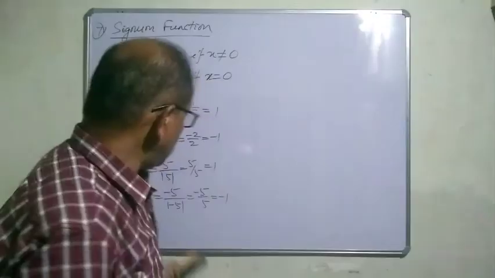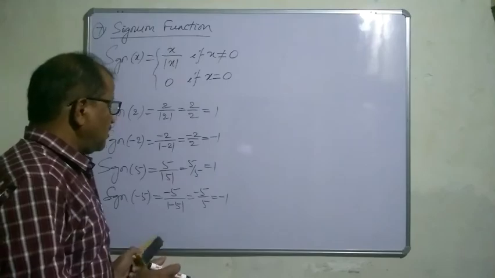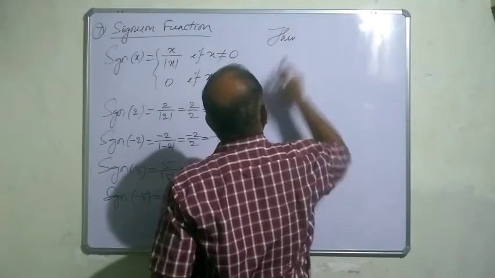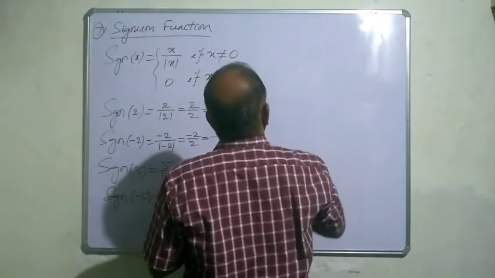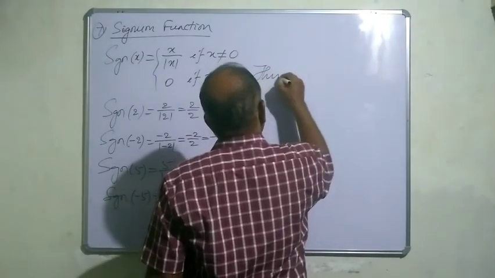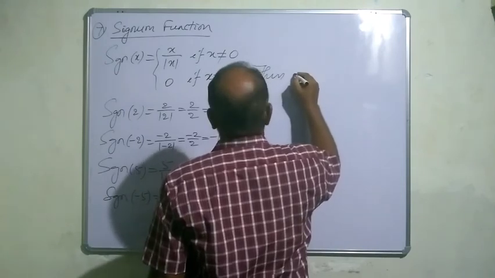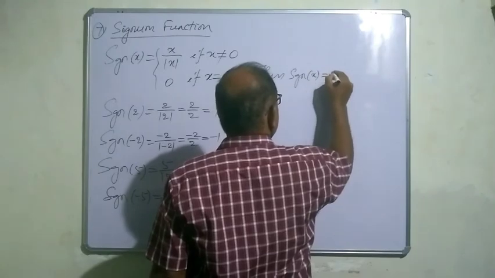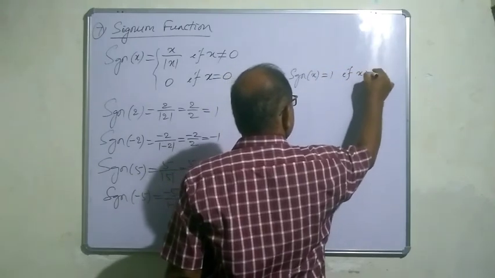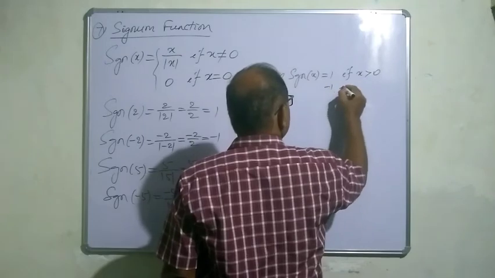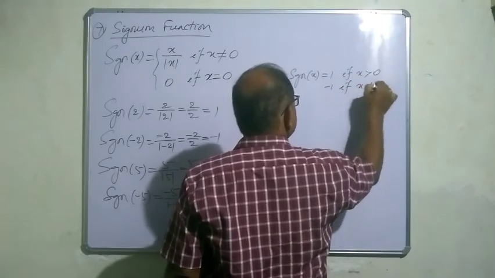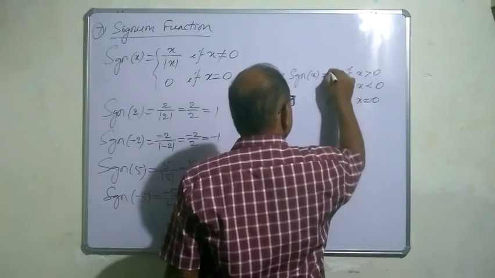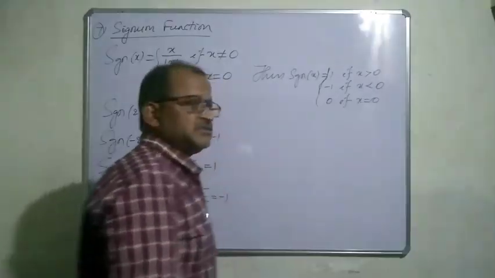So what we have observed? Thus, signum value of x is equal to 1 if x is greater than 0, minus 1 if x is less than 0, and 0 if x is equal to 0. You see these three quantities.